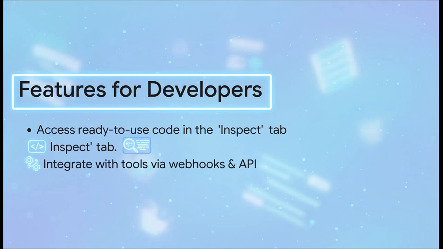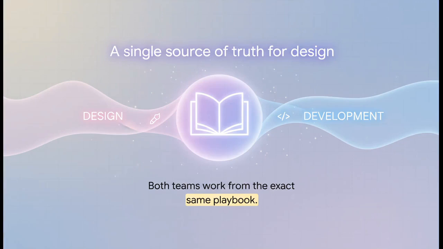And here's where the other side of that bridge connects. While the designer is working, Penpot is in the background automatically generating clean code. A developer can just pop over to the Inspect tab and grab ready-to-use SVG, CSS, and HTML. All the guesswork is just gone. Plus, with webhooks and an API, it plugs right into their existing workflow. It's so smooth. So, what does this all lead to? The result is what everyone's been chasing, a single source of truth. When designers are using design tokens and developers are pulling the code that matches those tokens, both teams are finally working from the exact same playbook. And that handoff drama we started with, poof, it's gone.